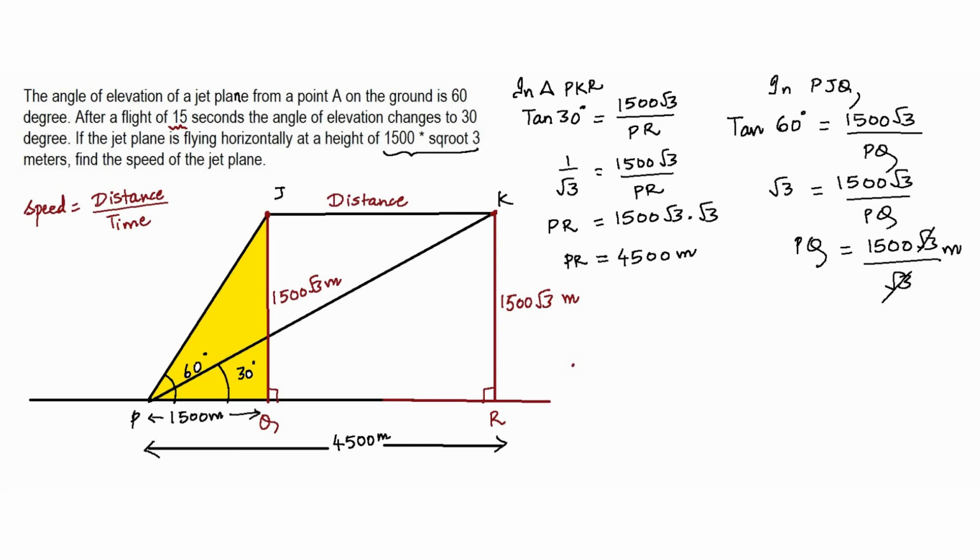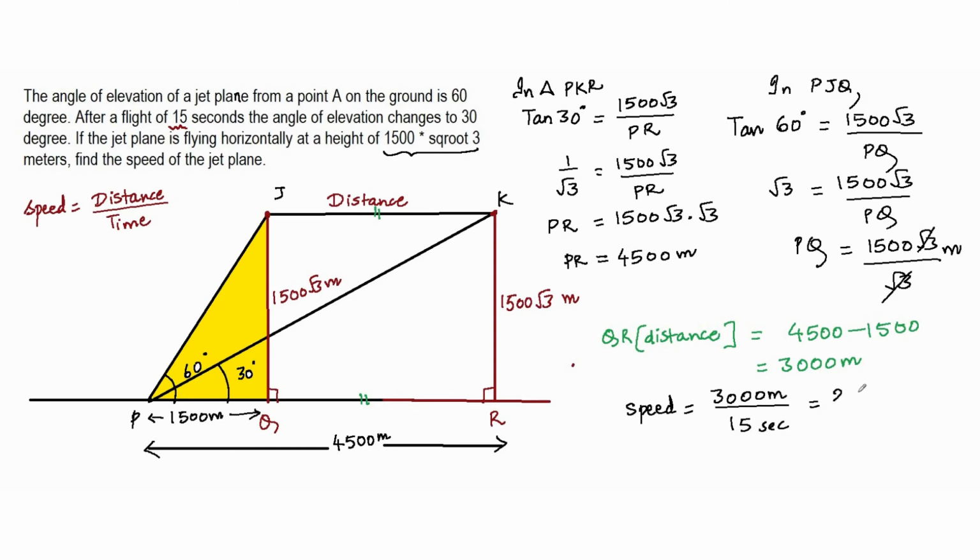And now it is easily possible to calculate the length of QR. So QR, which is basically the distance traveled by the aeroplane. QR is actually equal to JK, right? So QR is the distance traveled by the aeroplane, which is going to be 4500 minus 1500, which is basically 3000 meters. And now I can easily calculate the speed. Speed is going to be the distance covered, 3000 meters, upon time, which is 15 seconds. If I calculate this, it becomes 200 meters per second.